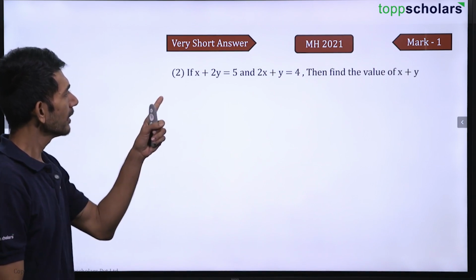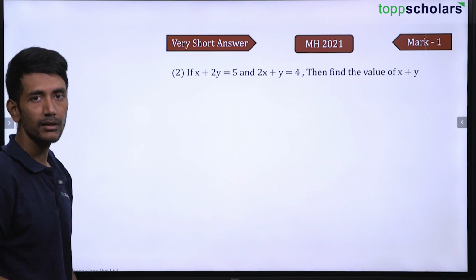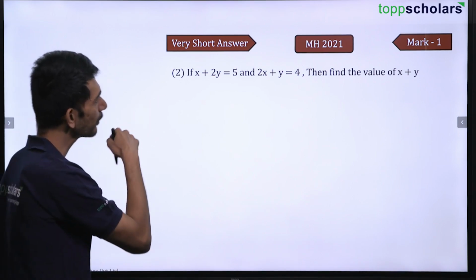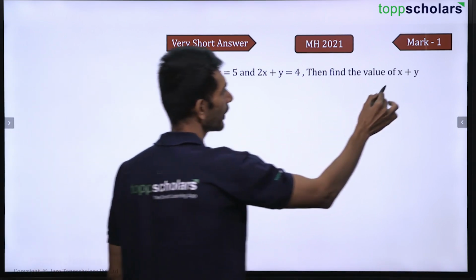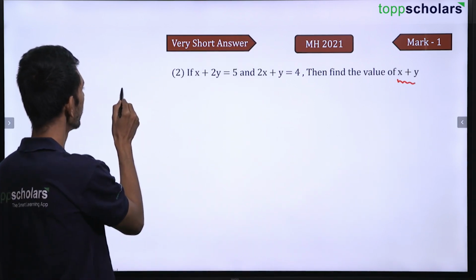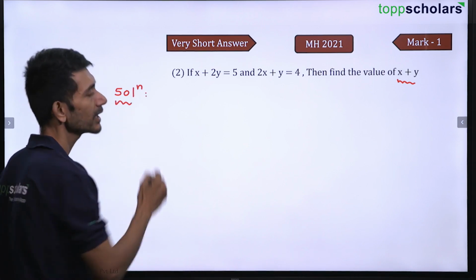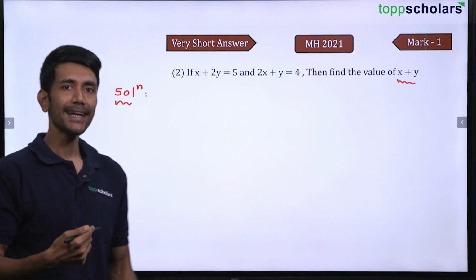Okay. Such type of question we have already solved before, if you remember, in the same series. Here we are supposed to find out the value of x plus y. Right? We are supposed to find out the value of x plus y. So how do we do that? Firstly, write down the given equations. Then directly add both of them.